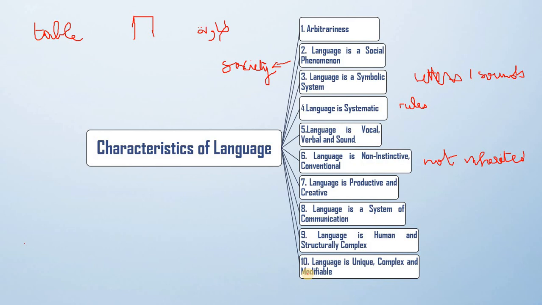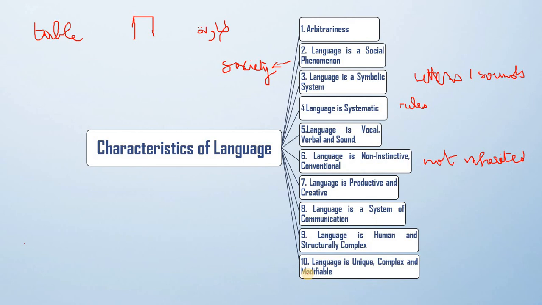Language is unique, complex, and modifiable. It is unique, of course. Each language is unique in its system compared to another language, so each language is different from another. And modifiable: each language can modify its system, mainly when it comes to borrowing words from other languages.